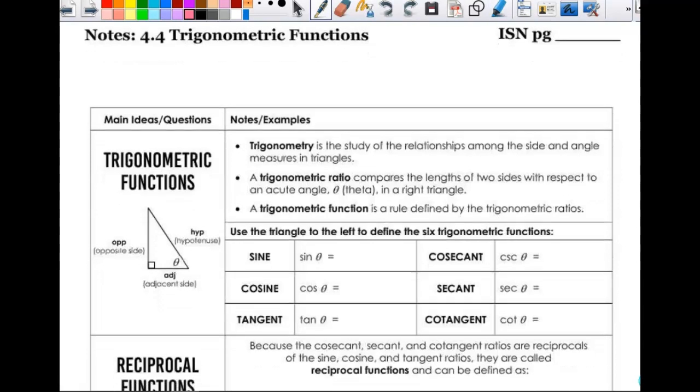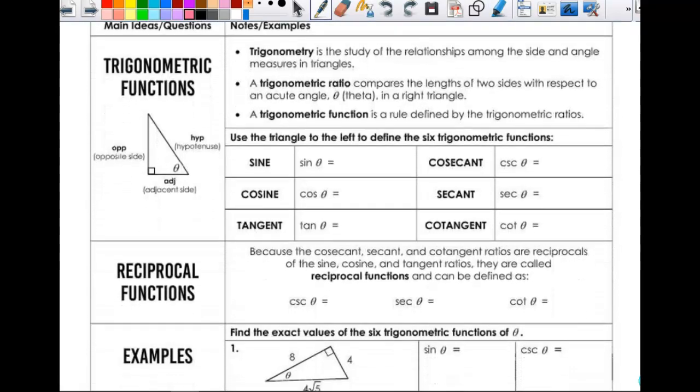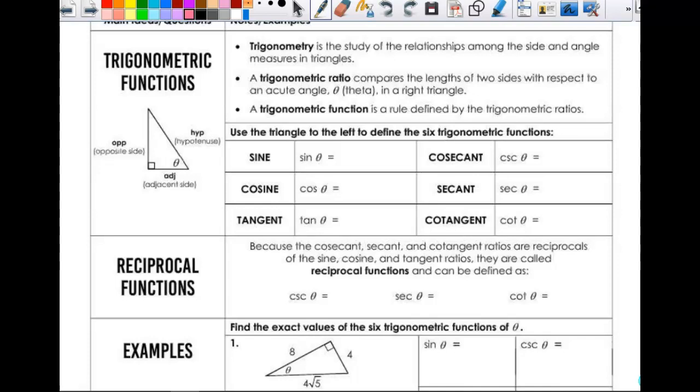So we're going to review trig functions from geometry. In geometry, you learned 3 trig functions or 3 trig ratios. There's actually 6. The other 3 are going to be super duper easy. So first of all, let's talk about what trigonometry means. Trigonometry literally means triangle measure. It's the study of the relationships among the side and angle measures in triangles.